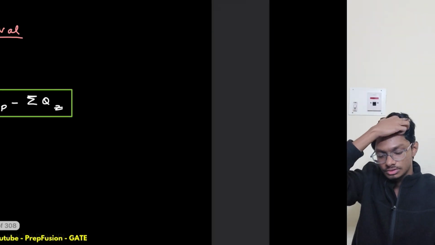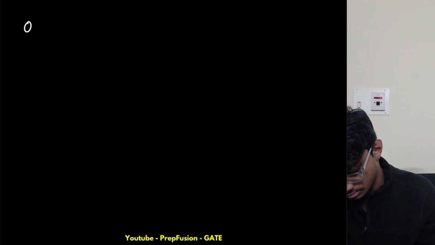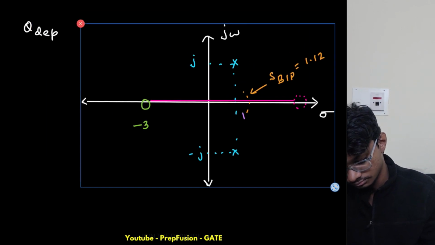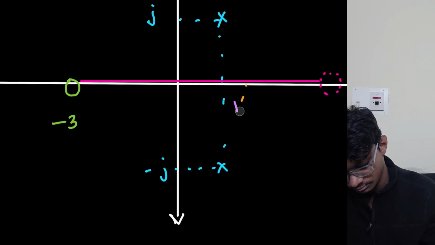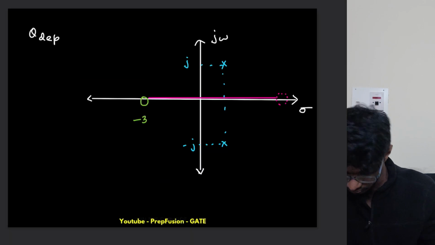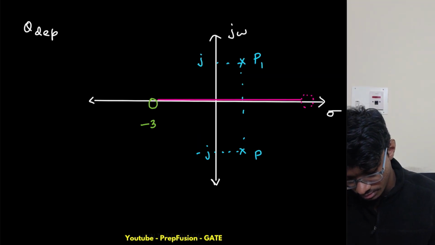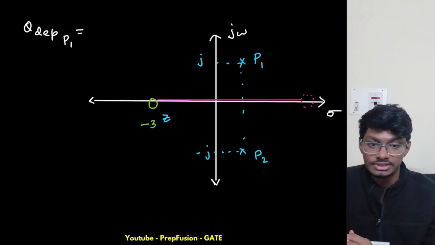So now let's compute. What will be my theta departure? Let me copy the pole first, and let me name this one as P1. So this is P1, this is P2, and this is Z itself. I want to calculate the angle of departure for P1. So what is the angle of departure for P1?